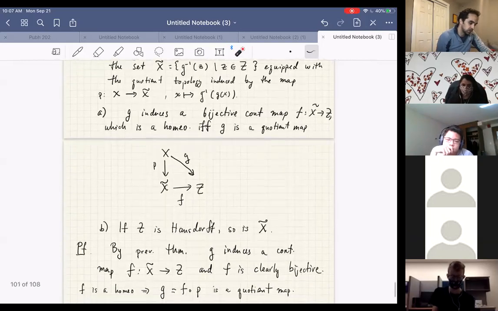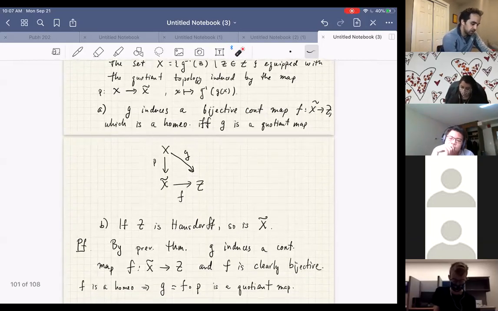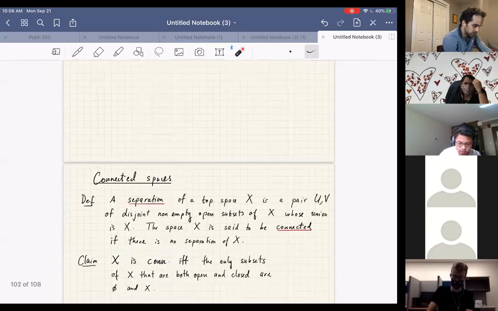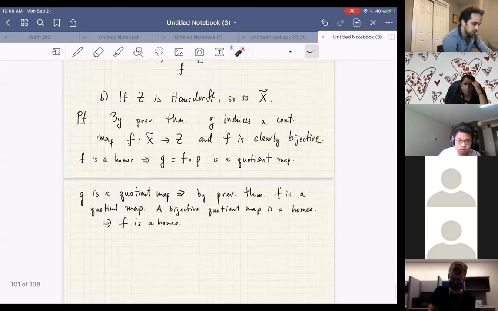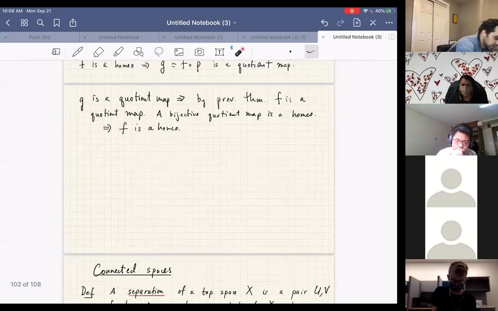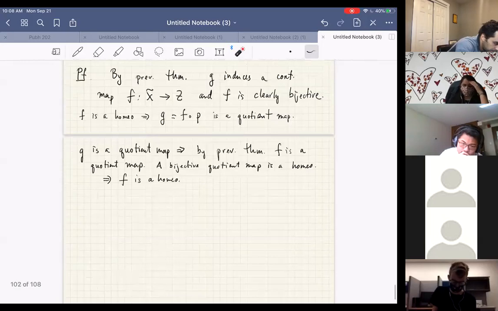Okay, so let me now argue that if Z is Hausdorff, then this X tilde is Hausdorff. I did not write that, but that should be easy, right? Because if, let me do it. So if Z is Hausdorff, let me copy the picture here.